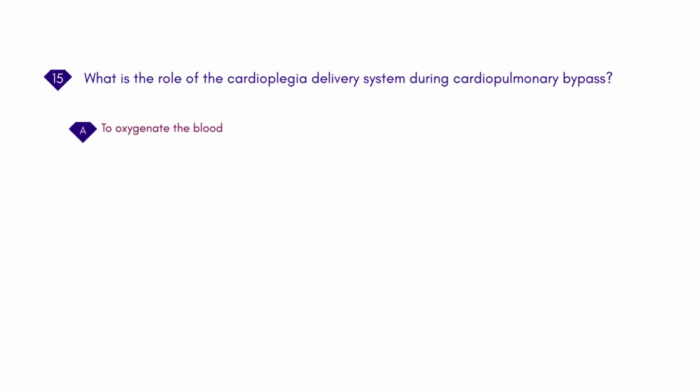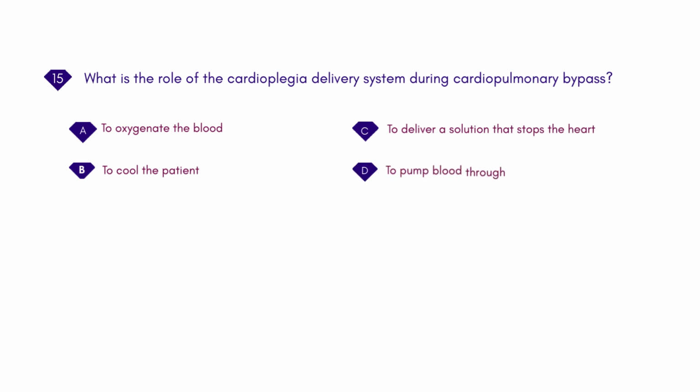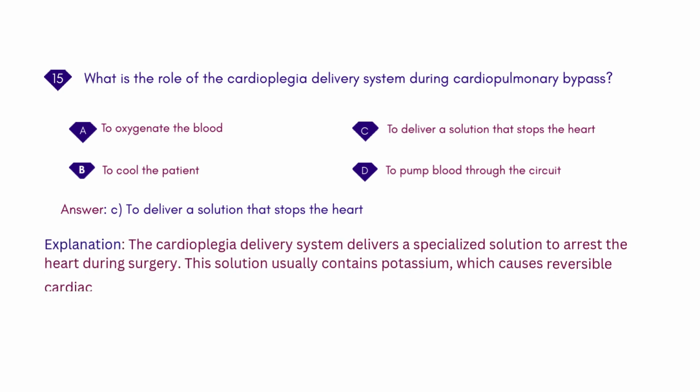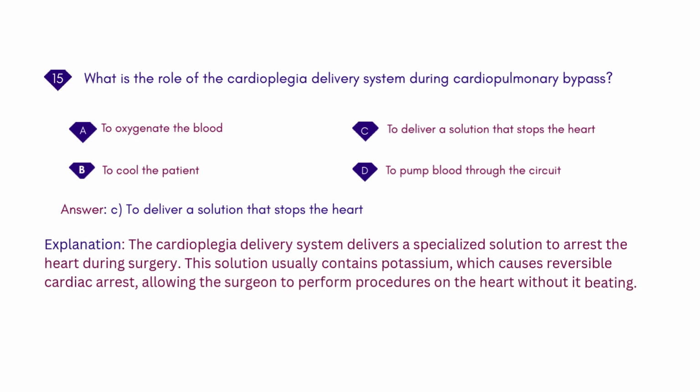A. To oxygenate the blood. B. To cool the patient. C. To deliver a solution that stops the heart. D. To pump blood through the circuit. Answer: C. To deliver a solution that stops the heart. Explanation: the cardioplegia delivery system delivers a specialized solution to arrest the heart during surgery.